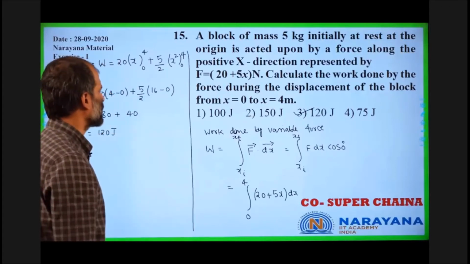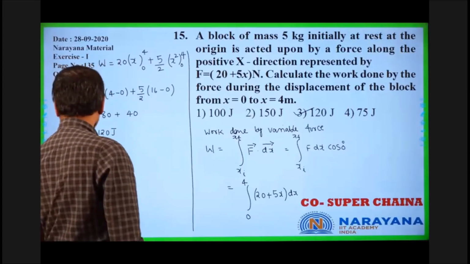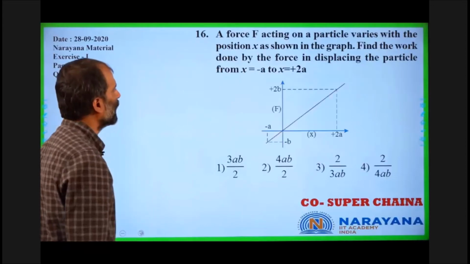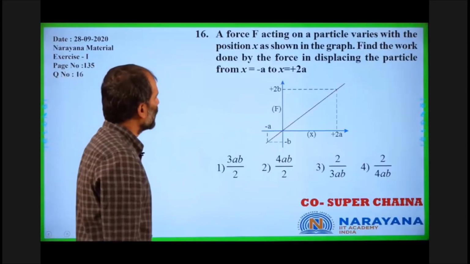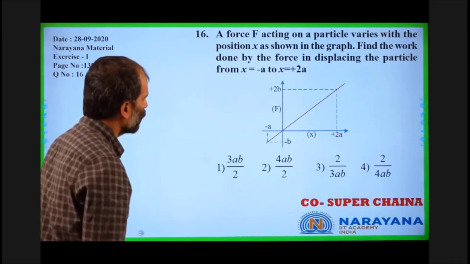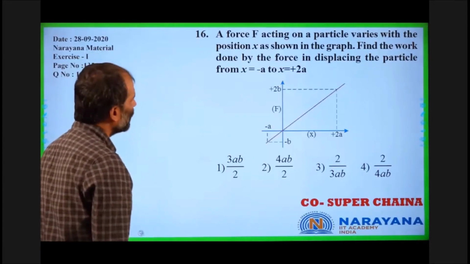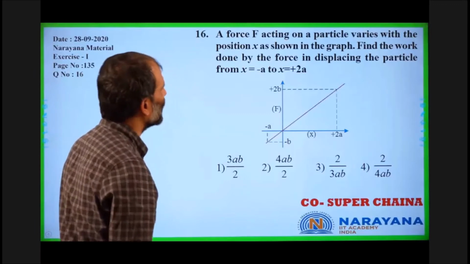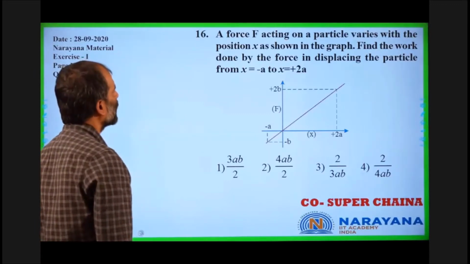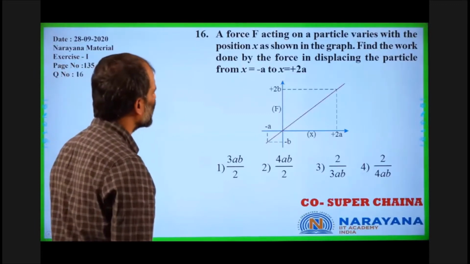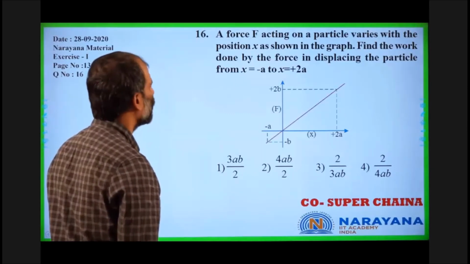Hope it is clear to everyone. Moving on to our next slide. In this, you are given that a force F acting on a particle varies with position as shown in the graph. Find the work done by the force in displacing the particle from x equals minus a to x equals plus a.